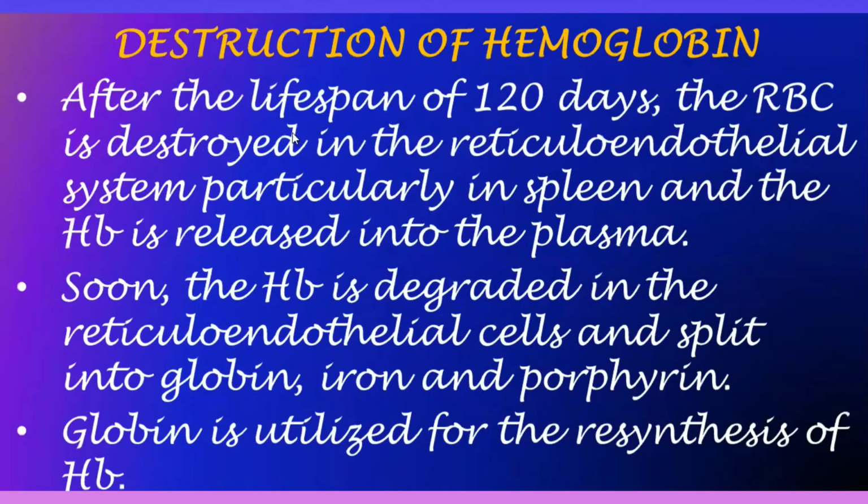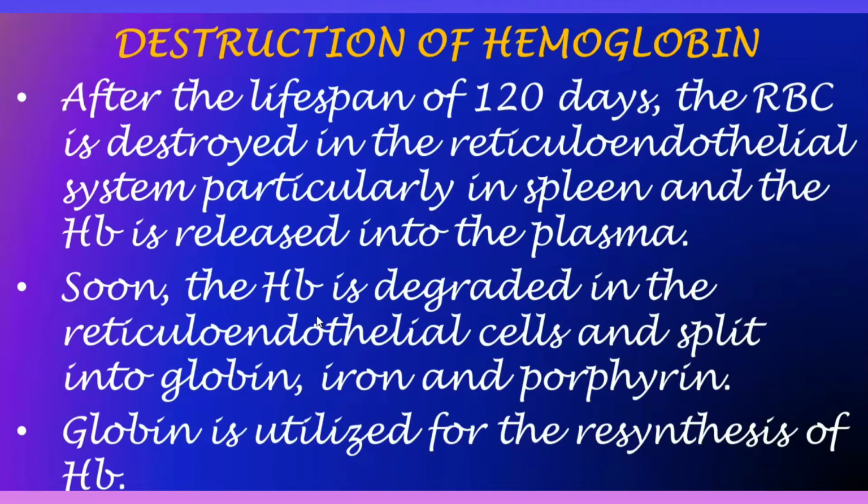Coming to the destruction of hemoglobin. After the lifespan of 120 days, the lifespan of erythrocytes, the red blood cells are destroyed in the reticuloendothelial system. Where is this? It is particularly in the spleen. It is the graveyard of red blood cells. And hemoglobin is released into the plasma. Soon the hemoglobin is degraded in reticuloendothelial cells and split into globin, iron, and porphyrin.